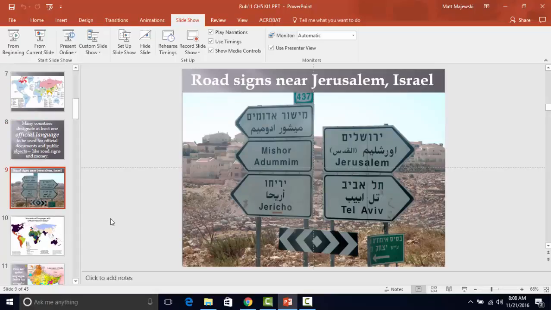Road signs in Israel, in Jerusalem, right? Hebrew is kind of the common language that's spoken there. It is the official language, but you'll notice as well they do produce things in English for folks in case they do not speak the official language there. For instance, visitors.